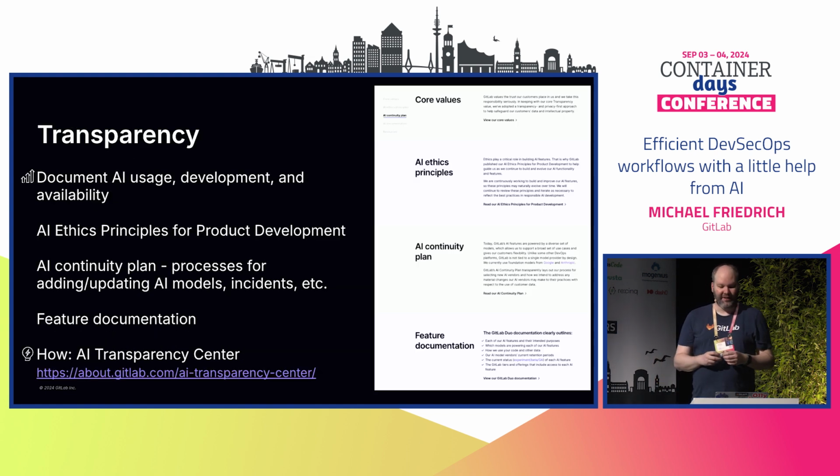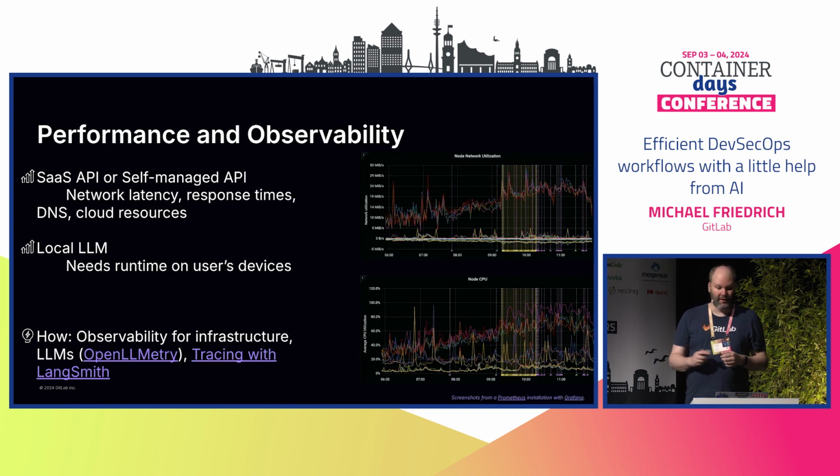On the transparency side, document everything, like how AI is being used, what the development and the availability are, and have some principles around that. Also think about what happens if I switch the LLM, or the provider switches the LLM: what is the impact on my features, on my production systems, and so on. At GitLab, we've created an AI transparency center, and I think everyone should have that, really to get the insight and the idea behind that.